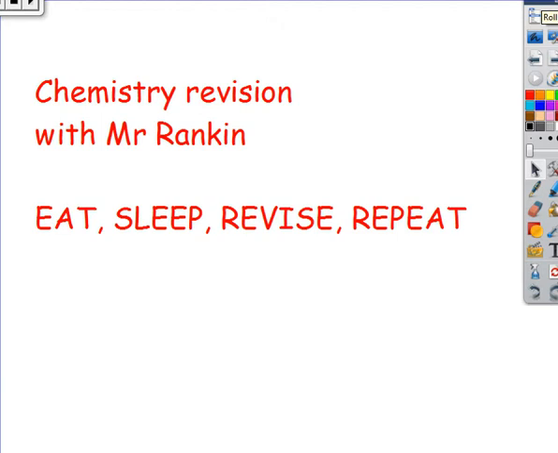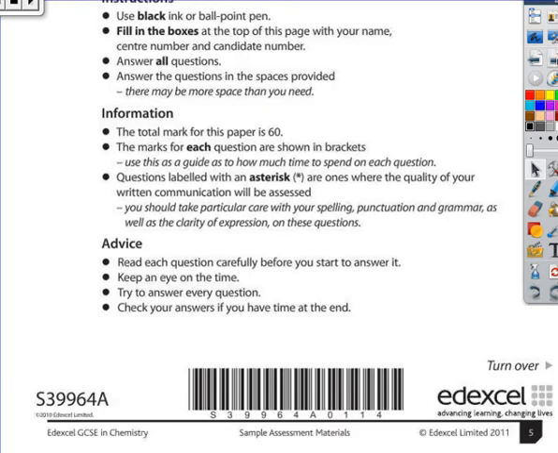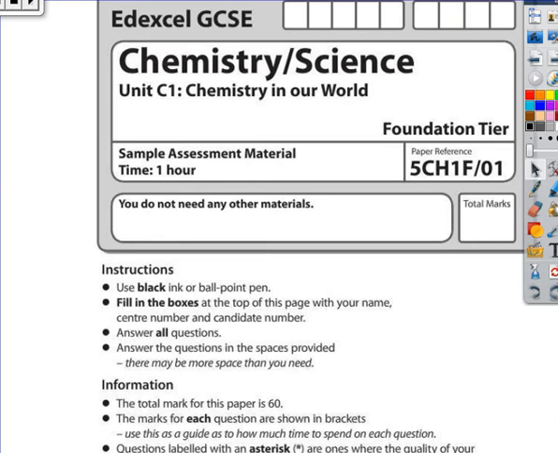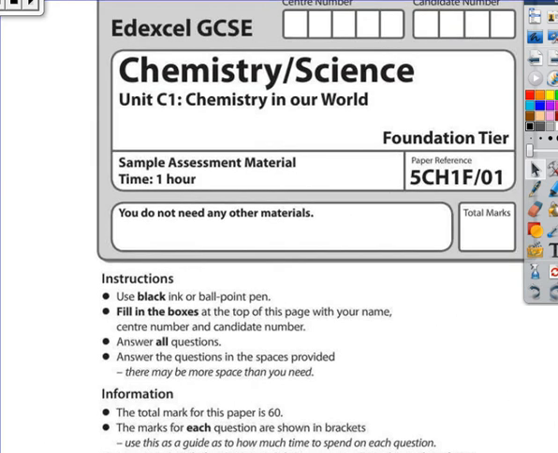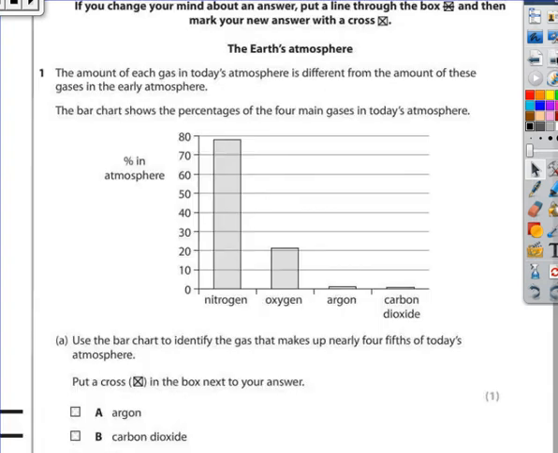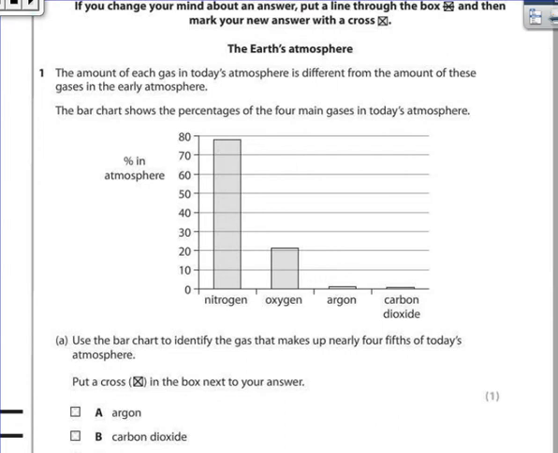Okay, there's the question paper. It's a sample assessment paper. It's chemistry C1 and it's foundation tier. So let's have a look then. Right, choose a red pen and let's go.